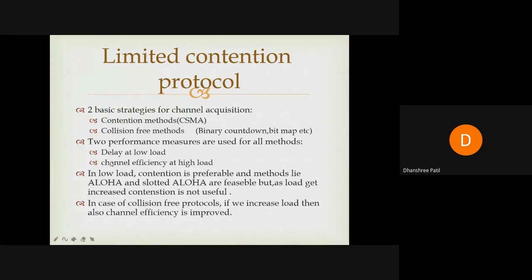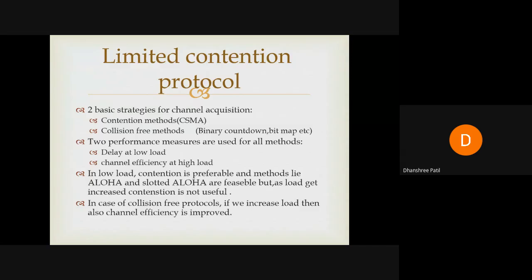First one. And the second one is the channel efficiency at high load. Suppose it is working properly, but if we increase the load, if we increase the number of stations, then how effectively is the channel transmitting without collision, right? So that is nothing but the channel efficiency.